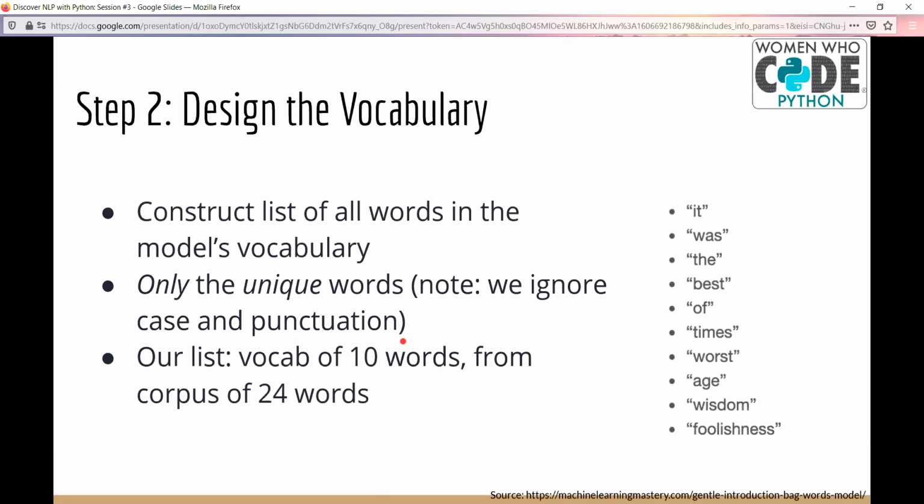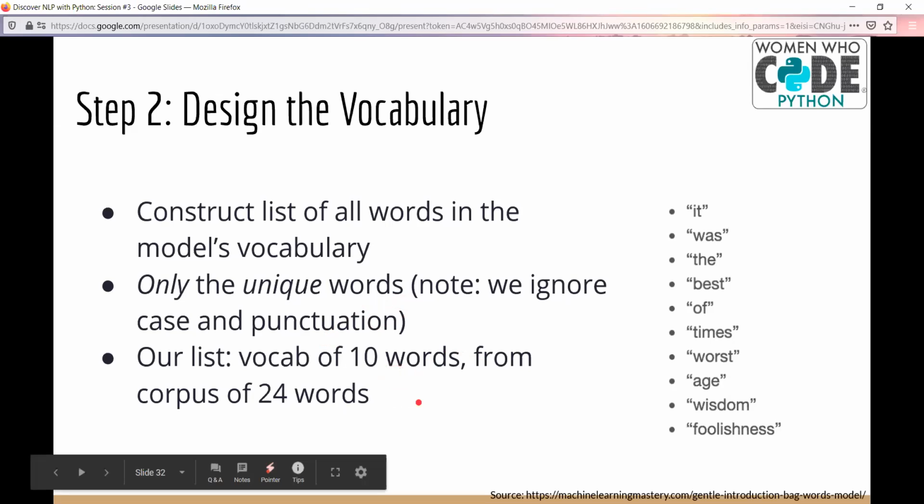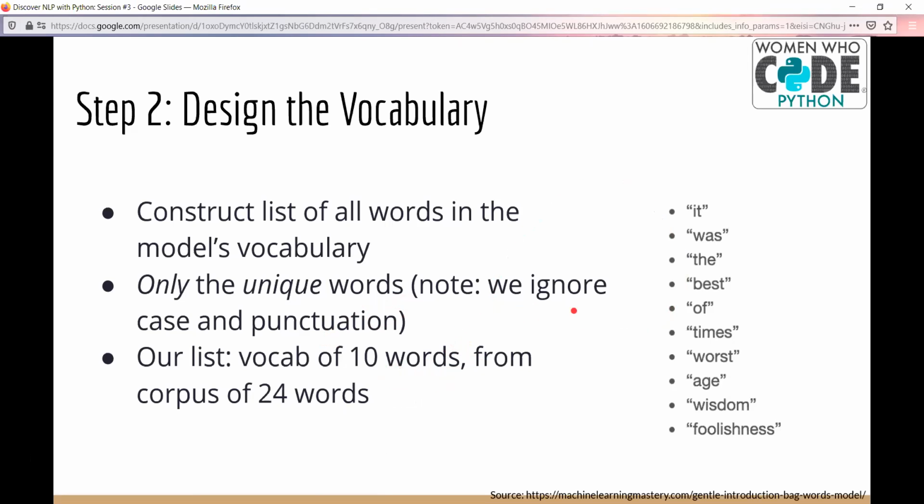We construct a list of all the words in the model's vocabulary, separating the sentences into tokens, and those tokens are used as the vocabulary. We are only going to take the unique words, so we don't make repetitive calls in our algorithm. Also we are going to ignore the case and punctuation so that the final vocabulary is clean. Out of the corpus of 24 words, we are only taking 10 words here as an example.